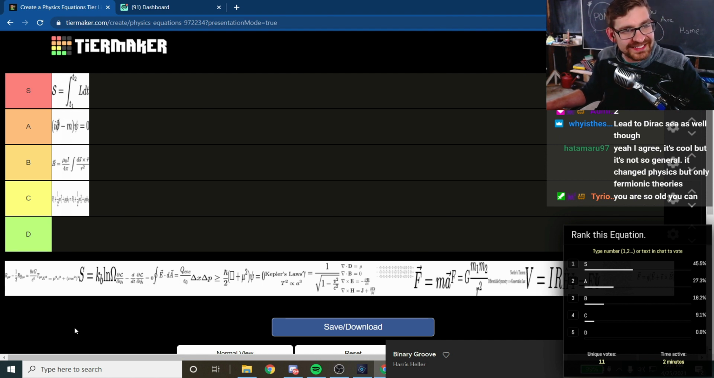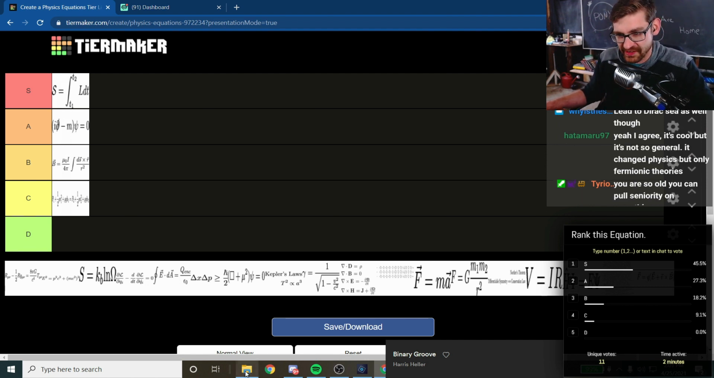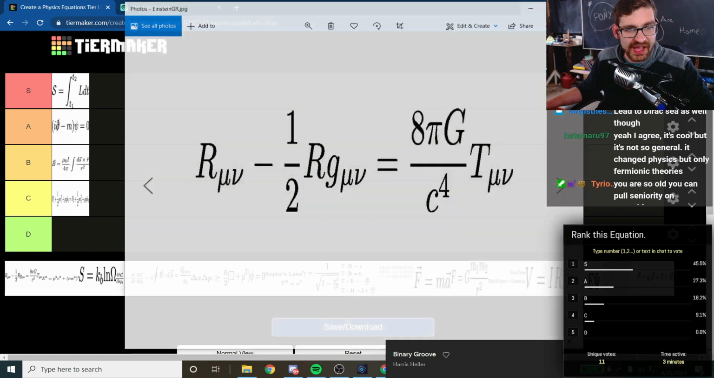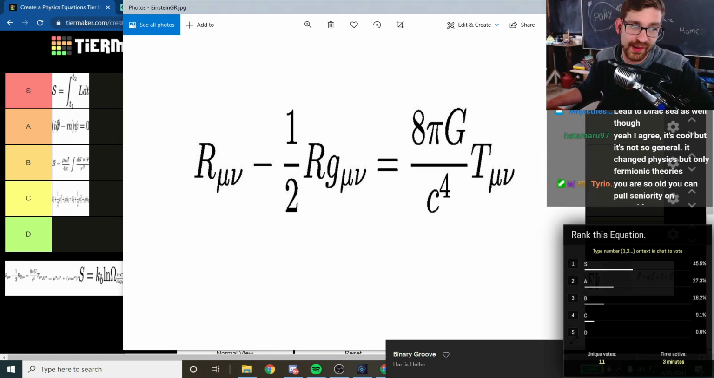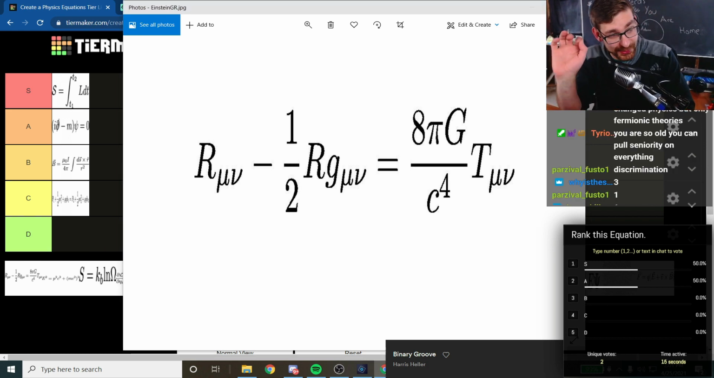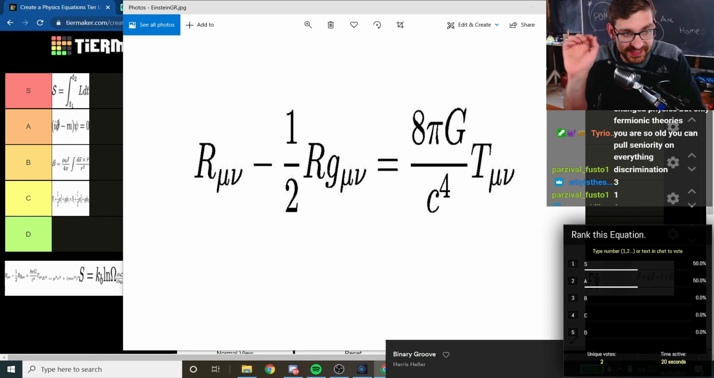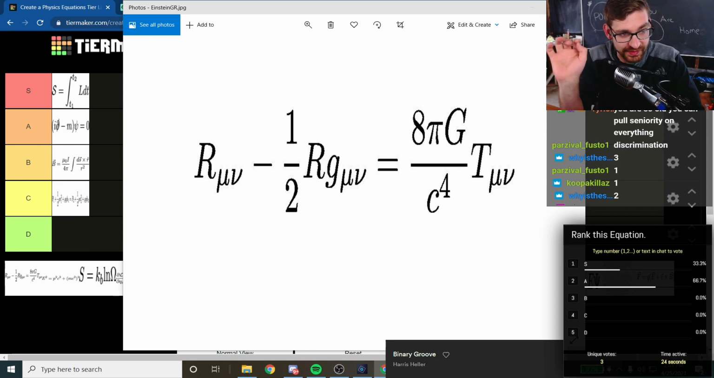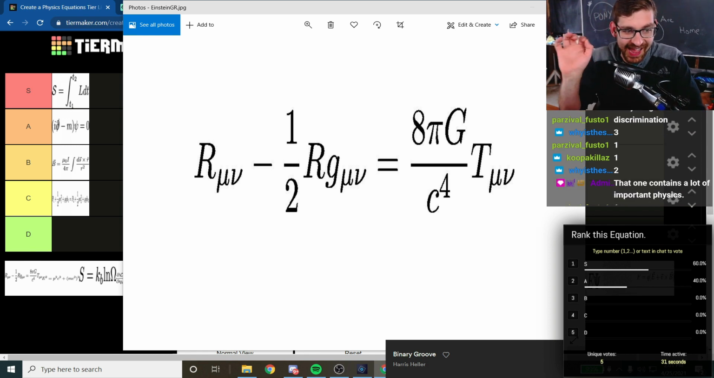Next up, we have Einstein's field equation, Einstein's general relativity equation. Now, hear me out. This equation is pretty big. Think about all that is in this equation, right? We have the shape of space on one side, and then mass and energy density on the other side. It has a lot of physics in it.